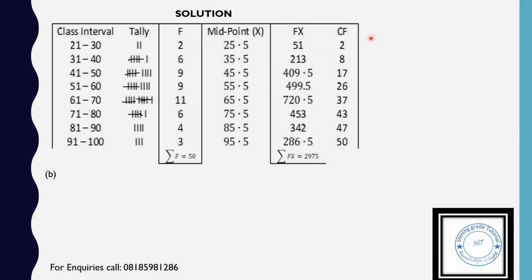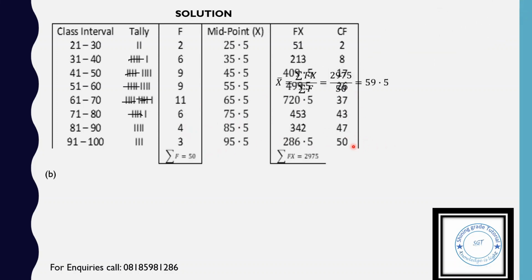Alright, we have our cumulative frequency. How do you get a cumulative frequency? That has been explained before. 2, then 2 plus 6, 8, 8 plus 9, 17, 17 plus 9, 26, 26 plus 11, 37, 37 plus 6, 43, 43 plus 4, 47, 47 plus 3, 50.